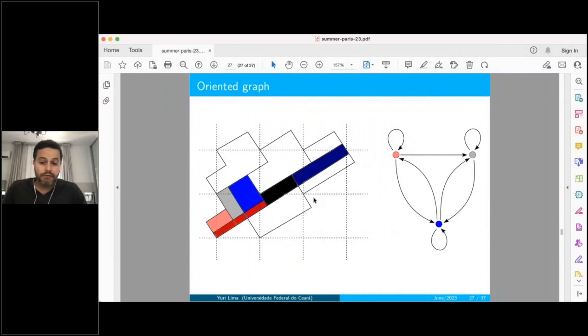And then if you think a little bit about this, now we are trying to represent trajectories by paths on a graph. What is the graph that is induced by this dynamics? It is the graph whose vertices are the three rectangles that we have drawn, the pink, the gray, and the blue.